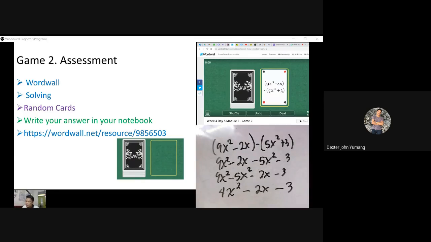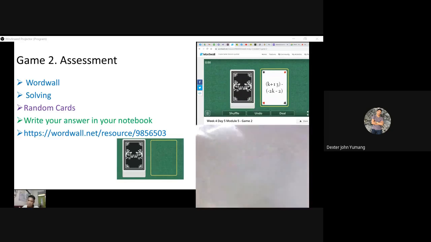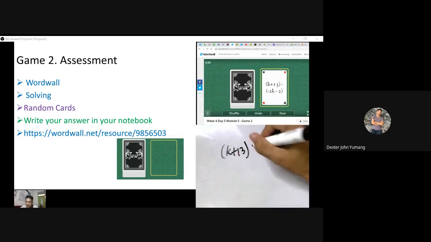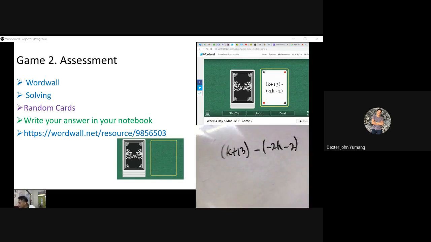Okay, next card. Okay, done na. Next card is this. So, k plus 13, then subtracted to the group of negative 2k minus 2. Sino po meron nito? Please type me in the chat box. Astral again, John, Pearl, okay, tatlo lang po.